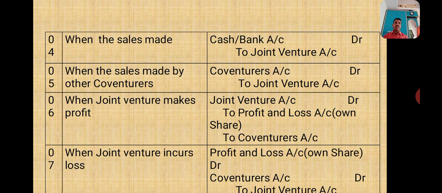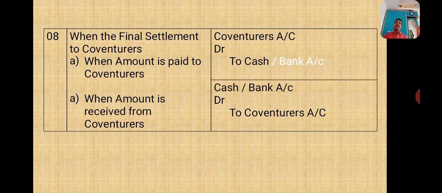That is, profit and loss account should be debited with the own share of loss, and then co-ventures account should be debited with co-ventures share of loss, and the joint venture account should be credited here because there occurs a loss. Okay, and then when the final settlement to co-ventures is made, when the amount is paid to the co-venturers, one co-venturer pays the amount to other co-venturers, then the co-ventures account should be debited because they are the receiver of the cash.